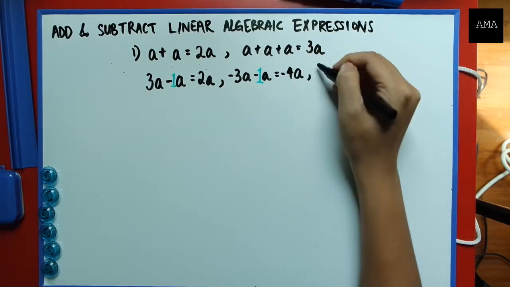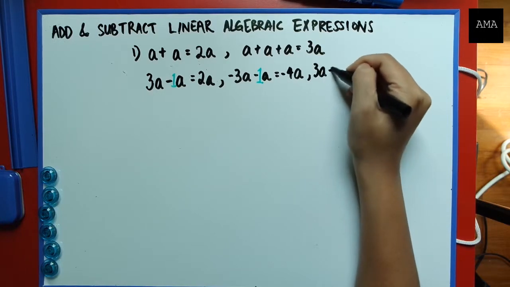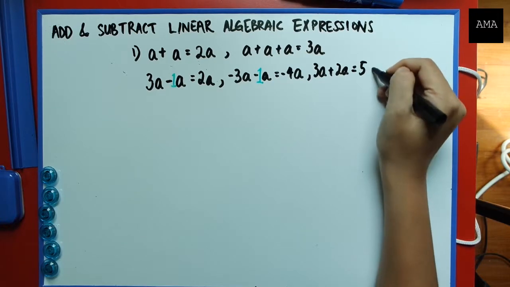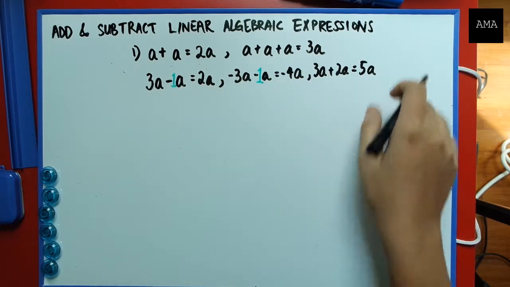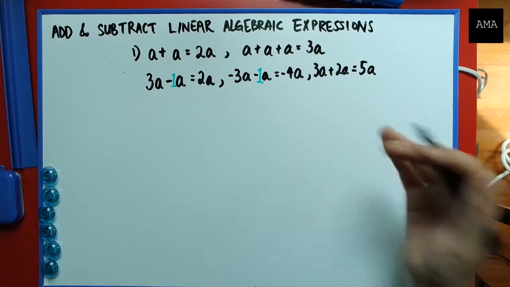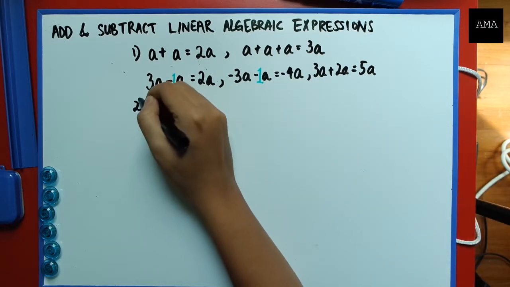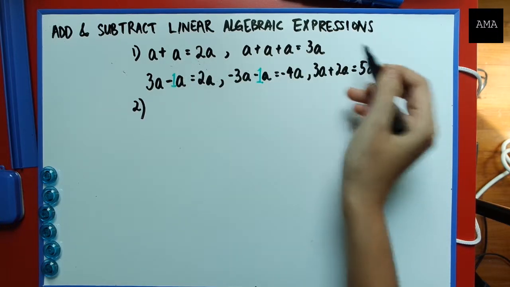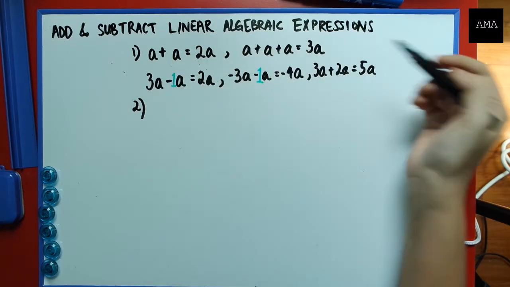For addition, it's the same, right? If I have 3A plus 2A, this is a bit easier, right? 3 plus 2, 5A. So these are some examples of simple addition and subtraction. Now, we'll do something a little bit more. We only have one variable here, right? In the first point, all I've used is A.